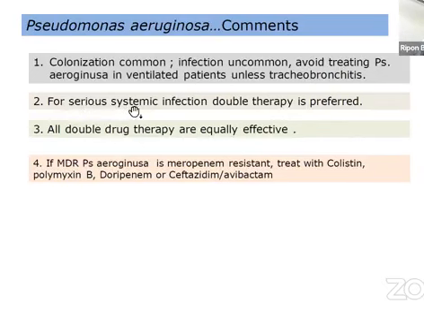For serious systemic infection, double therapy may be needed, and all double drug therapies are equally effective. If multi-drug resistant Pseudomonas aeruginosa is meropenem resistant, we should treat with colistin, polymyxin B, doripenem, or ceftazidime-avibactam combination.